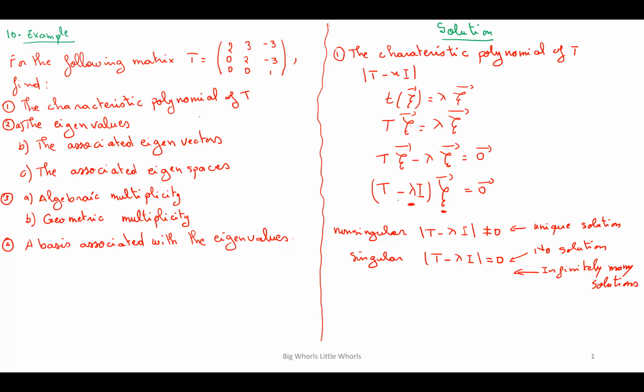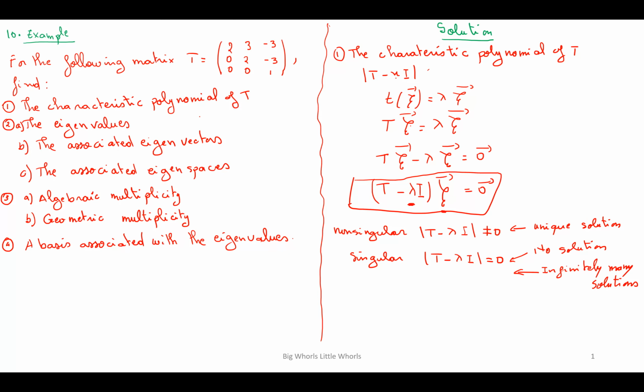So as you can see, when we have such an equation, (T − λI)ζ = 0, to be able to have infinitely many solutions for this equation, what do we need to have? We need to have the determinant of T − λI equal to 0. So actually that's where the expression characteristic polynomial, determinant of T − xI, is coming from.